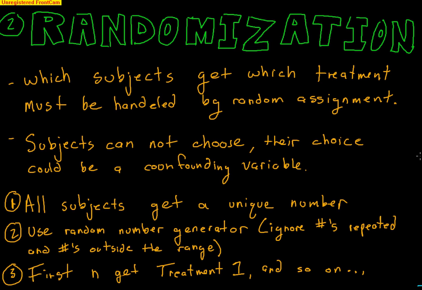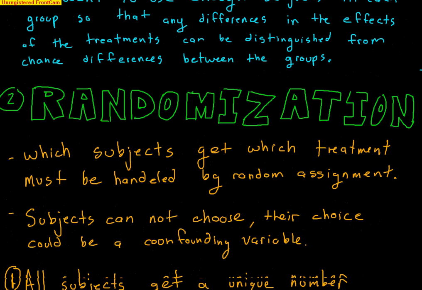A big part on a lot of AP tests is being able to explain how you are going to randomly assign your subjects. I'm outlining it right here for you. Every subject gets a unique number. Let's say you have 30 people. Every subject gets a unique number, 1 through 30. I will use a random number generator. I ignore numbers above 30. I'll ignore 0. I'll skip repeats. The first 10 people get treatment 1. The second 10 people get treatment 2. And the last people remaining will get treatment 3. Whatever it takes, it's got to be done randomly.